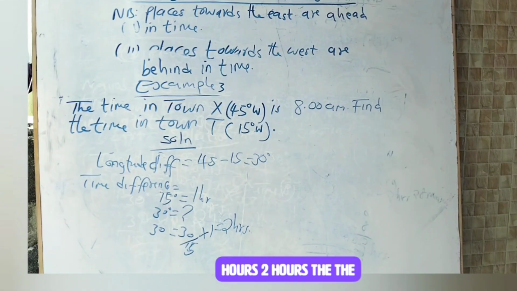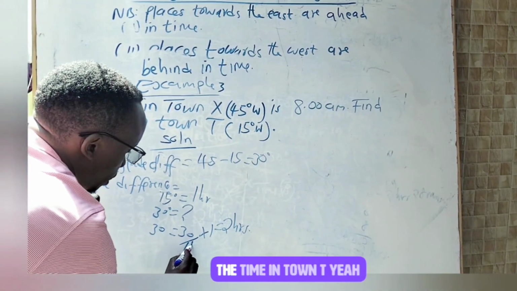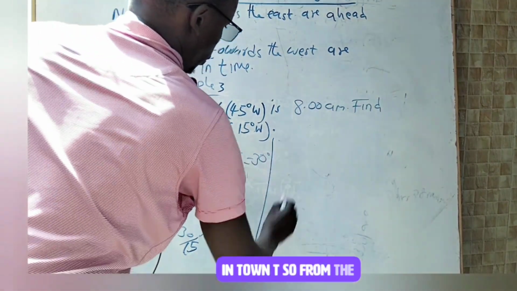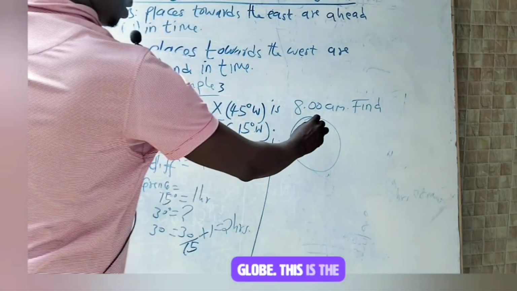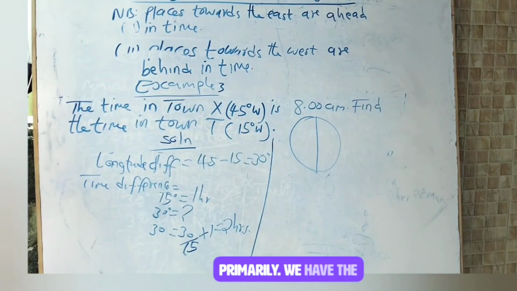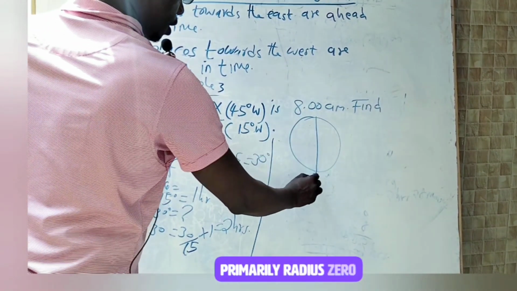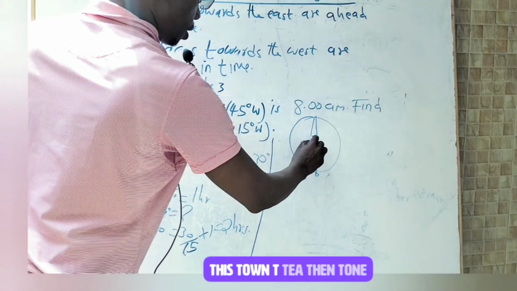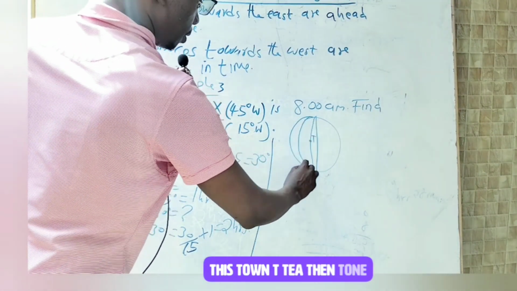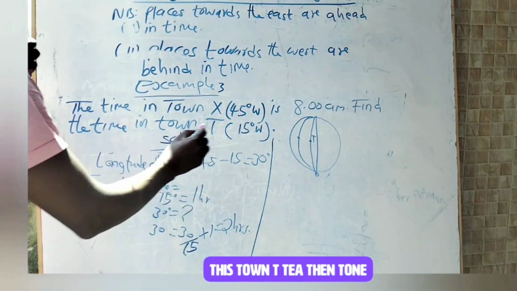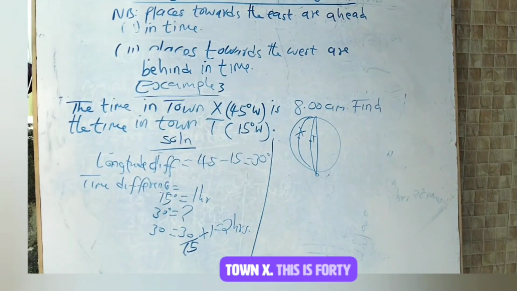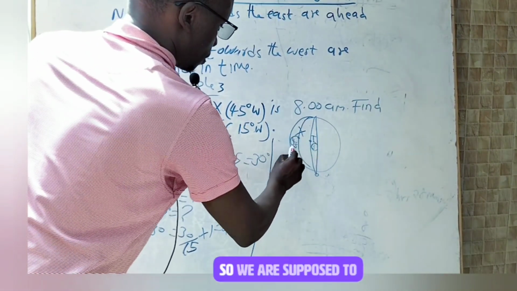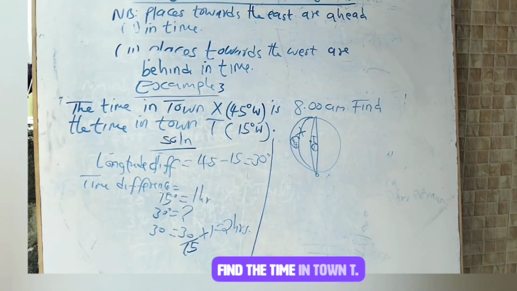The last step is to determine the time in town T. So from the globe, this is the prime meridian. We have the prime meridian read 0. Then we have, let us say this is town T. Then town X. This is 45 and this is 15. So we are supposed to find the time in town T.